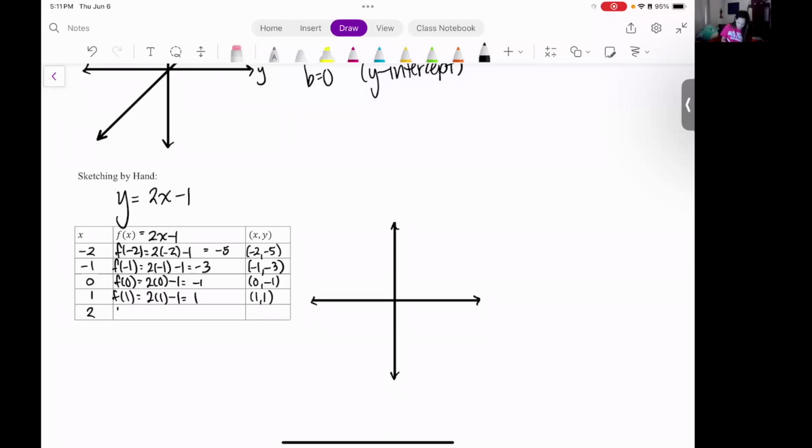And then finally f of 2. 2 times 2 minus 1. 2 times 2 is 4, minus 1 is 3. And I have the ordered pair 2, 3.